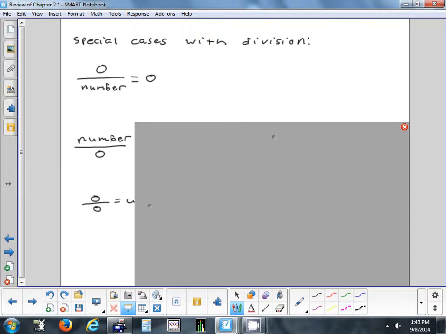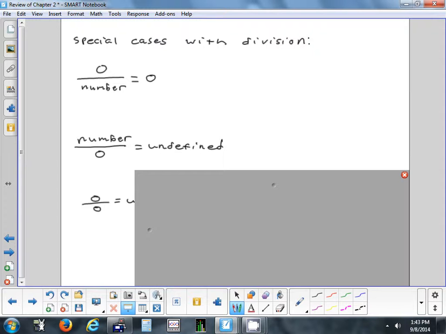The second one is a little tricky. Anybody know what happens when you have a number divided by 0? Undefined. That's undefined. Here's how you can remember the second one. A number divided by 0 spells no. When you see no, I want you to think, no, I can't divide it. I can't do it. Number divided by 0, no. Undefined. You can't do it. Any question on the first two?